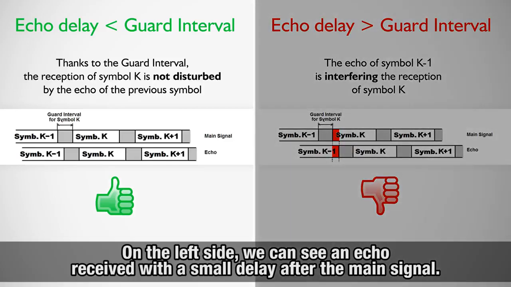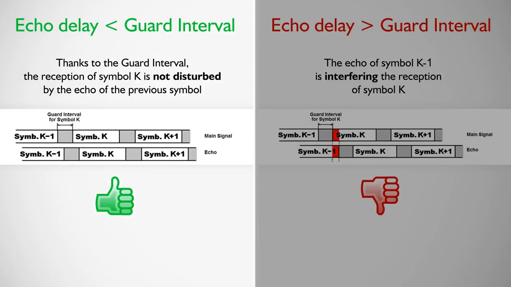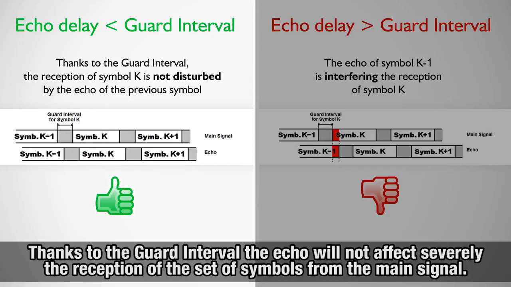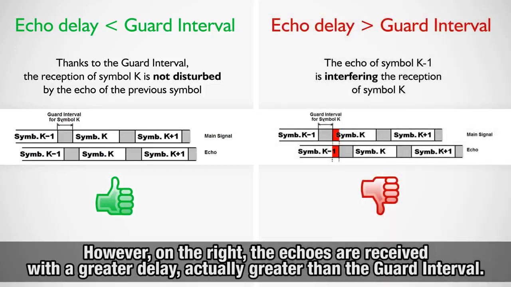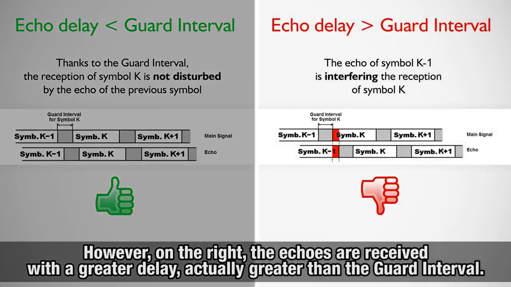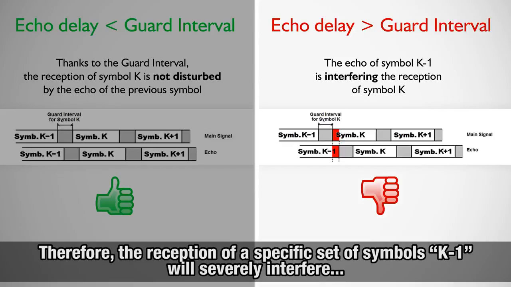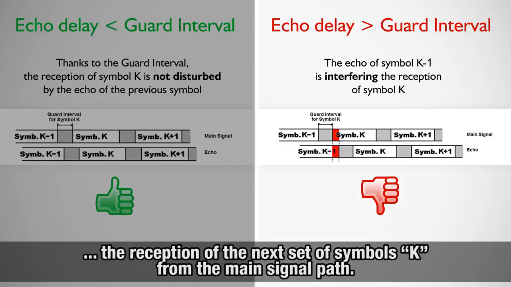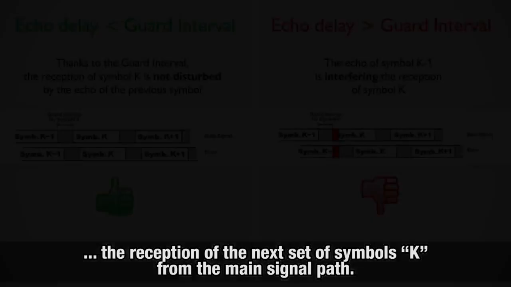On the left side, we can see an echo received with a small delay after the main signal. Thanks to the guard interval, the echo will not affect severely the reception of the set of symbols from the main signal. However, on the right, the echoes are received with a greater delay. Actually, greater than the guard interval, and therefore, the reception of a specific set of symbols k-1 will severely interfere the reception of the next set of symbols k from the main signal path.